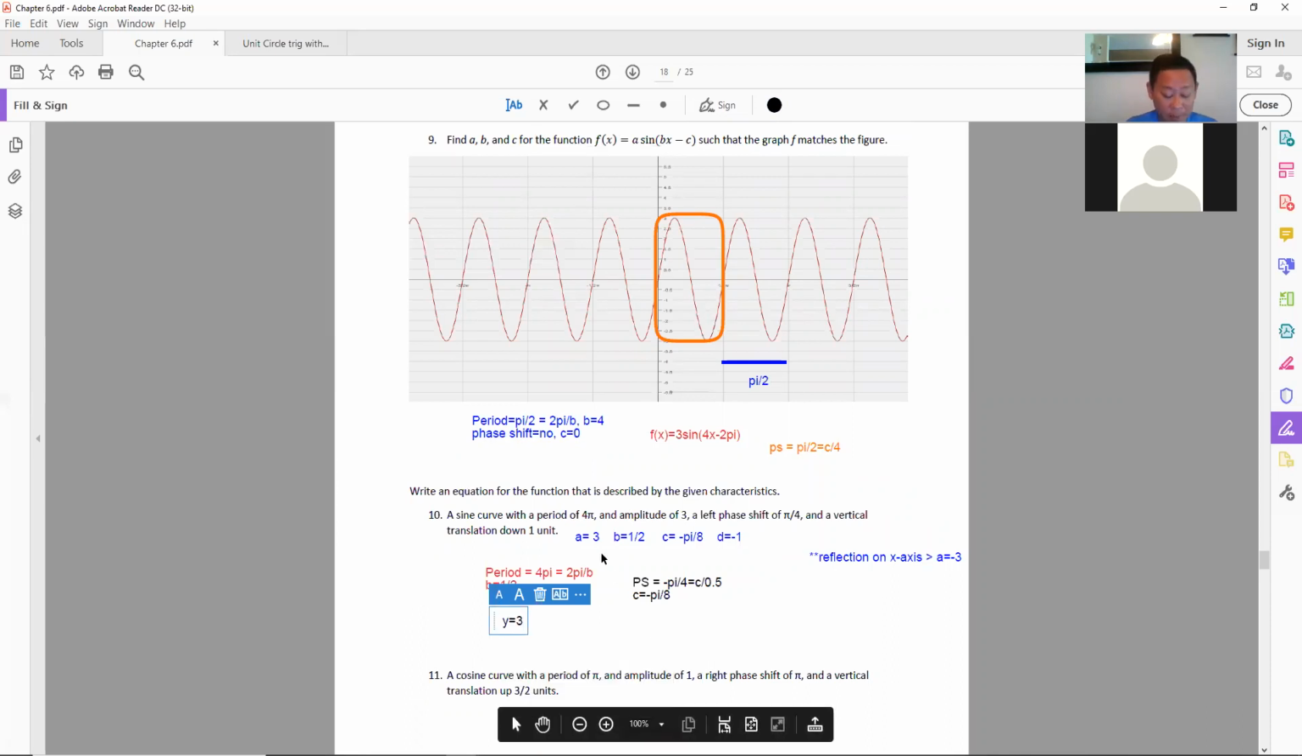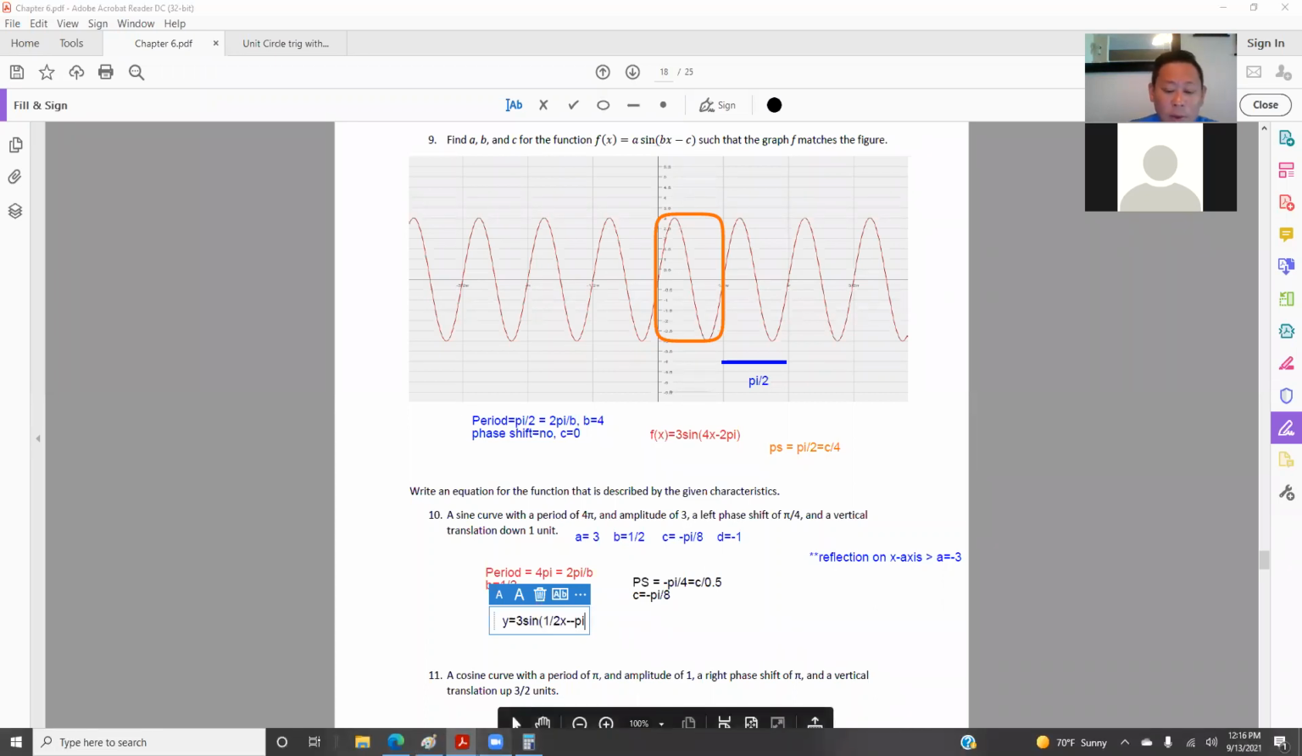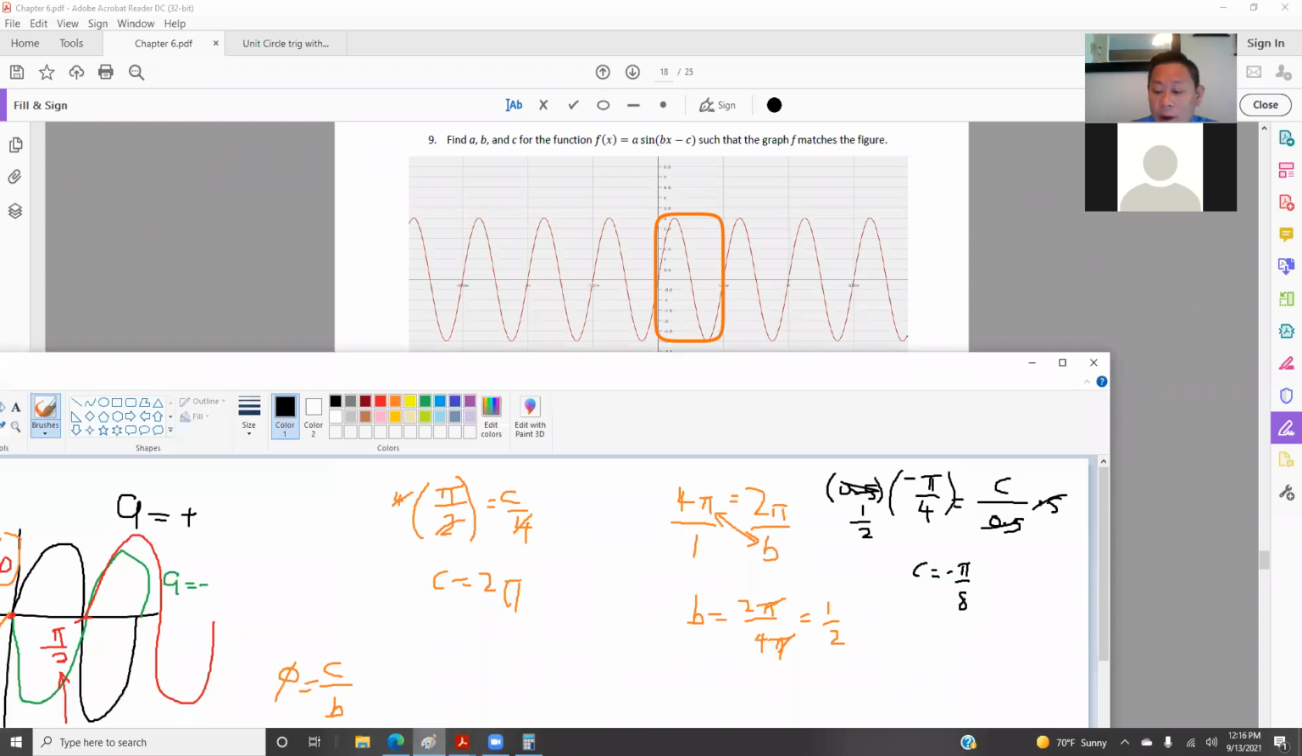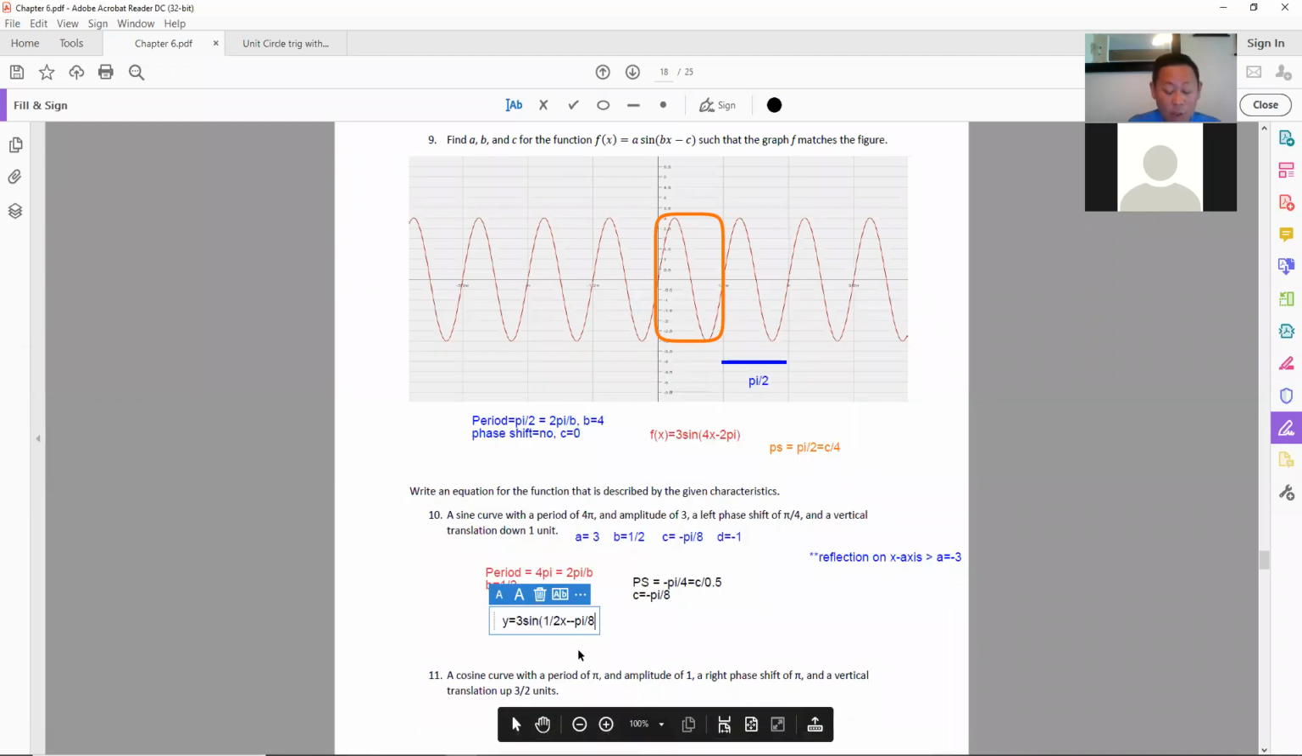A in this case is 3. Sine, B in this case is 1/2 x minus C. C is negative pi over, is it 8 or 12? Sorry, I think it's 8. So pi over 8. And then D is -1. As you know, inside here you got a double negative. One negative comes from the formula, and the other negative is because you moved to the left. A double negative changes to become positive. So this is your answer for question 10.